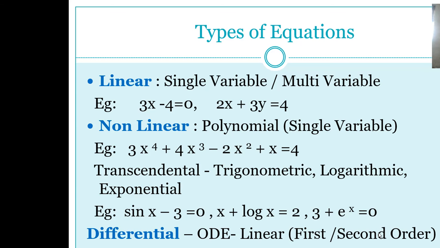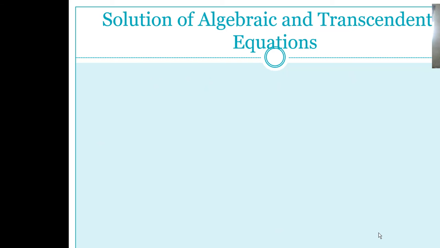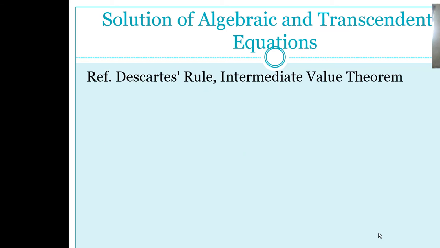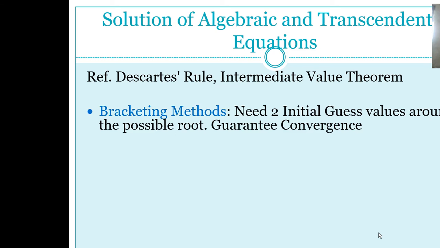Now, to obtain the points which satisfy these equations, we call them solutions of algebraic and transcendental equations. We have already studied Descartes' rule of sign change, which helps us identify the possibility of positive and negative real roots of the given equation. Similarly, we have also studied the intermediate value theorem, which tells us that for a continuous function between points a and b, there lies a third point which necessarily can be the root of this equation, provided the function changes its sign between a and b.